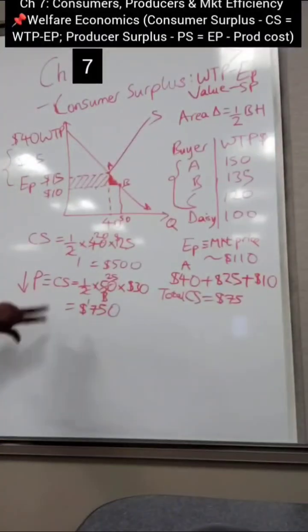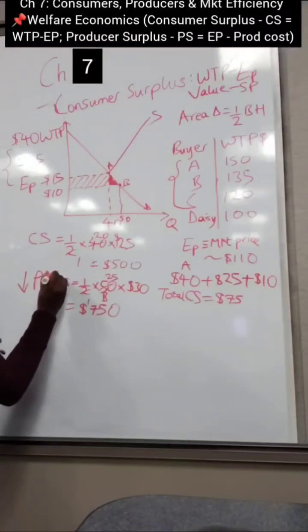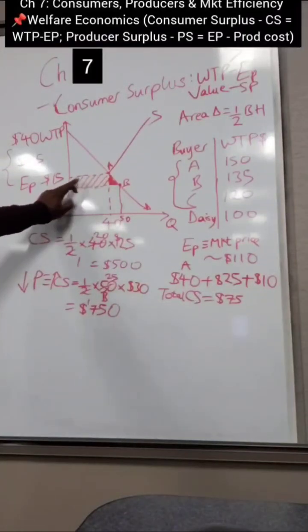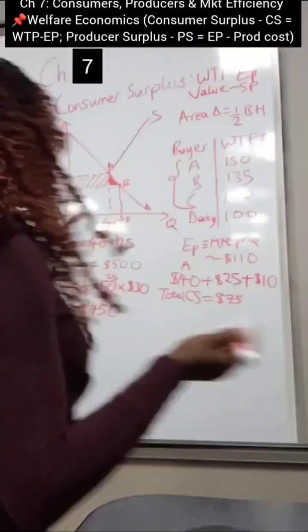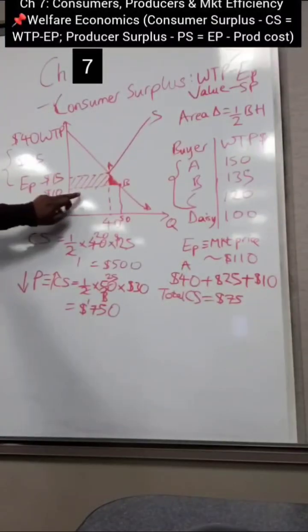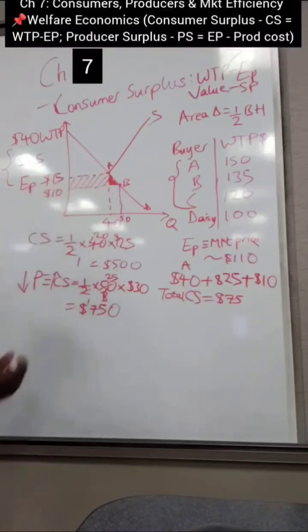So how much of this increase in consumer surplus is due to the old buyers? That is going to be this rectangle proportion. And what is the area of a rectangle? The area of a rectangle is base times height, okay? So the base is still going to be 40 for this rectangle.